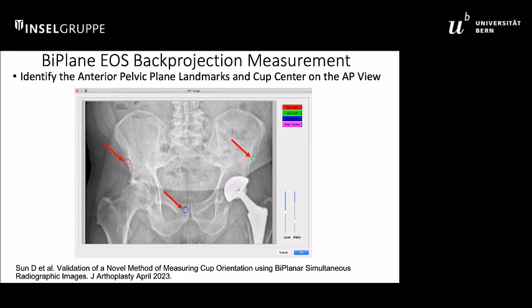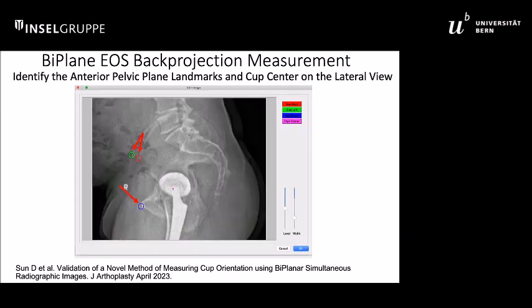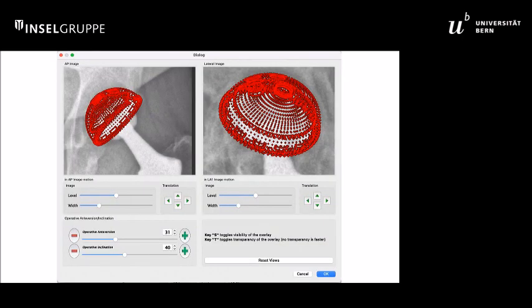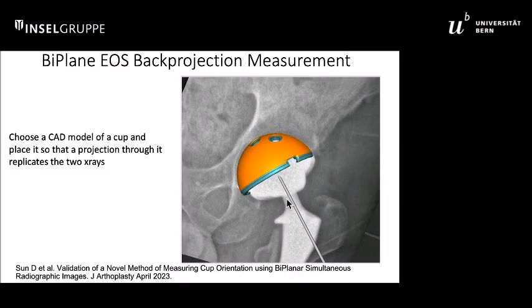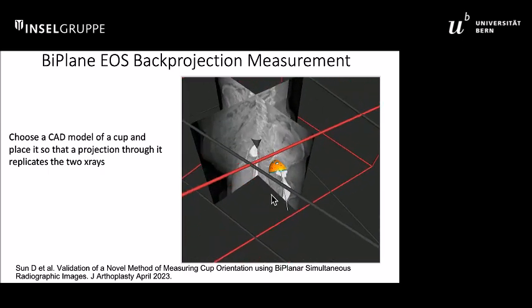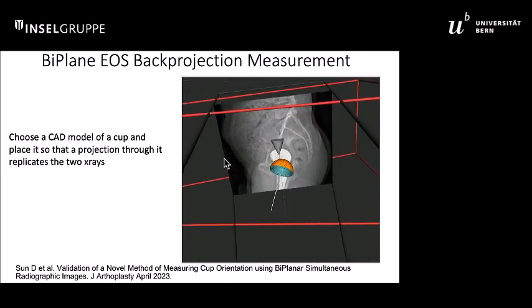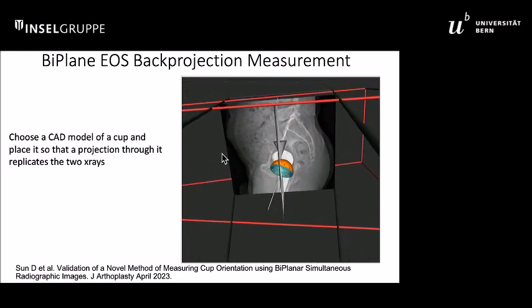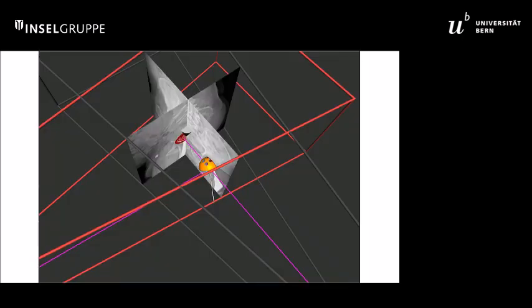Biplane EOS back projection you can do on any patient, whether they had a CAT scan pre-op or not. You just measure the landmarks of the anterior pelvic plane on the biplane views. And then we have CAD models of the implants, and we place those CAD models in place so that when we make synthetic x-rays superimposed on the EOS, we replicate the exact same position. So this is what it looks like. Those are the two EOS images projected in this projection model, and we place an artificial cup in the right place that then recreates the exact x-rays that you're seeing on the EOS, and then you can figure out what the angle was from there.